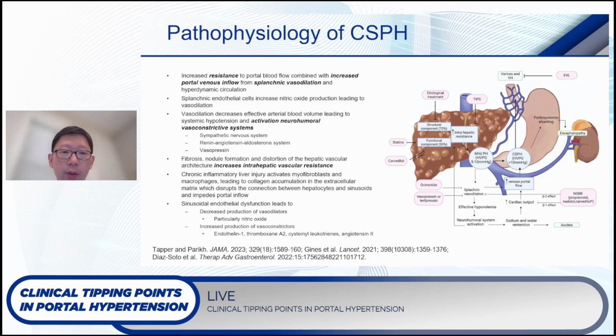This ultimately will lead to a decrease in effective arterial blood volume, which turns on what is known as RAS, also known as the renin angiotensin aldosterone system. This ultimately leads to the clinical complications of portal hypertension, such as ascites, hepatic hydrothorax, hyponatremia, and hepatorenal syndrome. And so as we progress in the degree of portal pressure with clinically significant portal hypertension along the spectrum of pressure, the risk for these complications correspondingly increases.